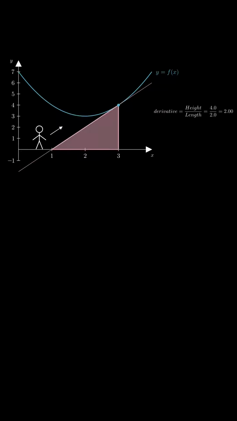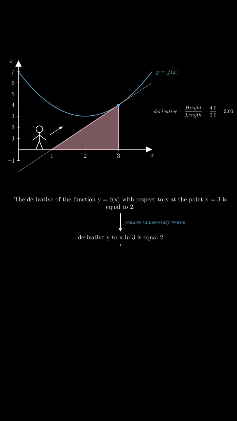In the situation shown in this image, we might say, the derivative of the function y equals f(x) with respect to x at the point x = 3 is equal to 2. That is quite long. So let's look for a way to make it more concise without losing any meaning. Remove unnecessary words. Use math symbols instead of words.